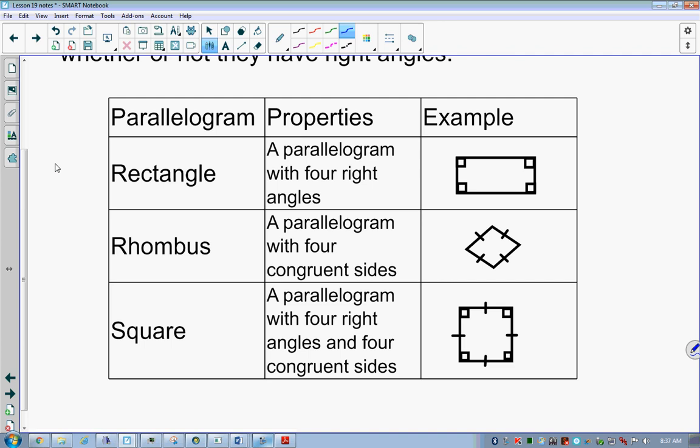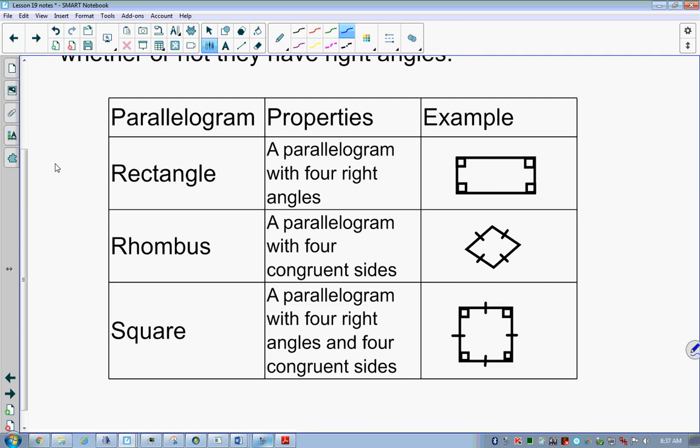That's as far as we're taking it today. All right, a rhombus. A rhombus is a parallelogram that has four congruent sides. All sides are congruent. It does not necessarily have four right angles or four congruent angles. It doesn't have to.